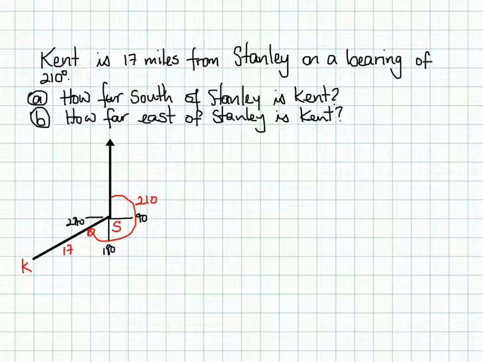The first thing they want to know is how far south of Stanley is Kent. The question they're asking me is how far south must I go until I get in line with Kent. So Kent is there, but this is what they want to know. How far south must I go? So what I'm going to do is finish off this triangle because I'd like to see what I'm actually dealing with. That will come down like so, and this will come across in that sort of way. And now I've got a little triangle there.